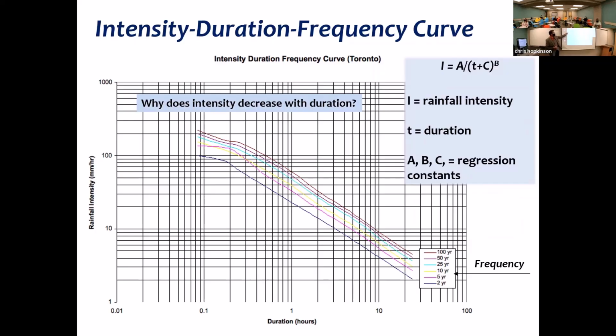So here we have rainfall intensity. You notice it's a logarithmic plot. And then here we have the duration of the event. Again, a logarithmic plot. So when we plot the log against the log, we tend to get a linear function of the intensity duration curve.